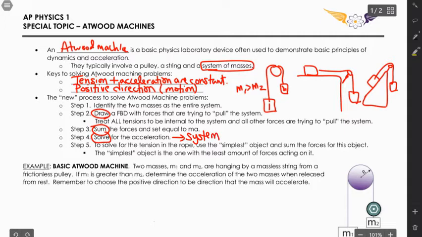Which means, if you remember, our first key was you understand that the tension and the acceleration is constant. So when I find this acceleration, it's the acceleration of all objects in the system. Okay? Because the system is accelerating at that rate, which means the individual objects accelerate at that rate.